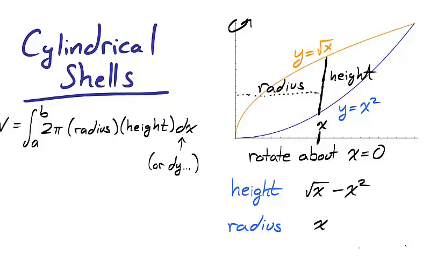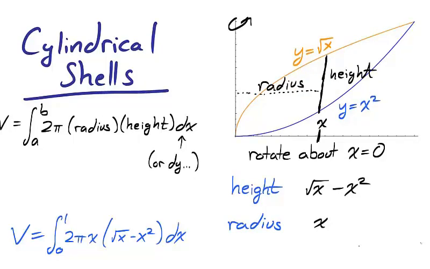And we calculate the distance the slice is from the axis of rotation. As the value x is x distance away from the y-axis, we find that the radius is x. Therefore, the volume can be found using the integral from 0 to 1 of 2 pi x times the square root of x minus x squared.